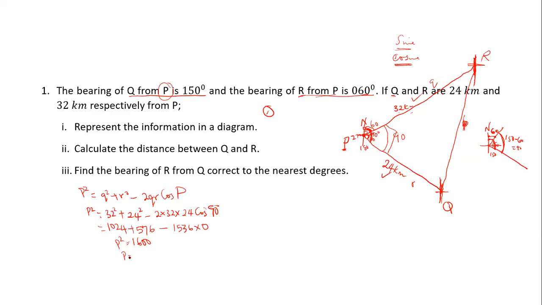So our P will be equal to the square root of 1,600. So P equals what? 40 kilometers. And lastly, they say find the bearing of R from Q. It means you go to Q and you look at where you can locate R.